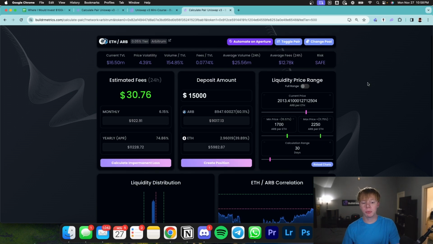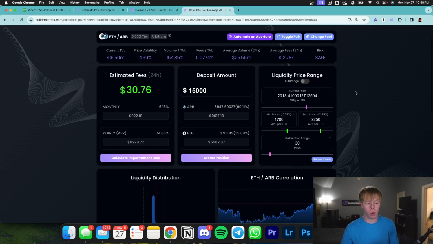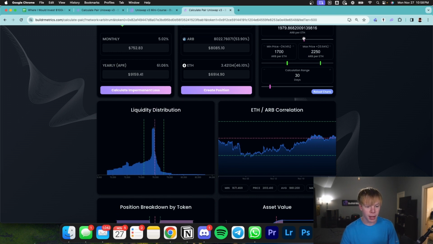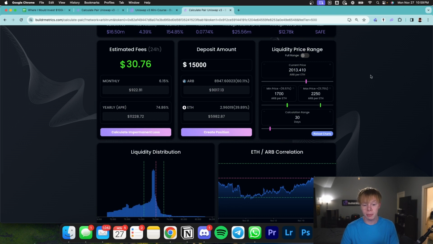Now, last but not least, we have Ethereum paired with ARB on the 0.05% fee tier. This one is on the Arbitrum network, so you will have cheap gas fees, but I am going to point out a few things that I would pay attention to. Number one, there's a big spike of liquidity distribution. That means as soon as the price moves over to that spike, the yield goes from 75% to roughly 30%. So you need to be aware of that, because if it does go to that price point, then ultimately the returns are going to be a lot less.